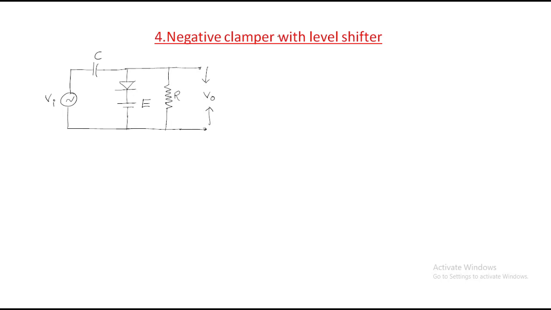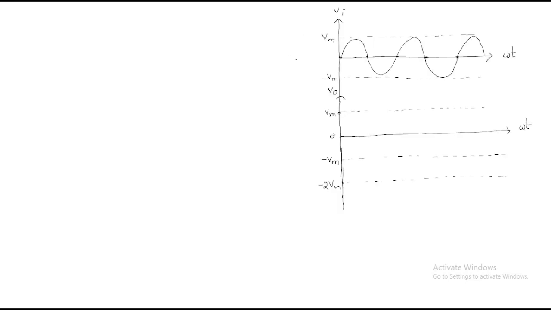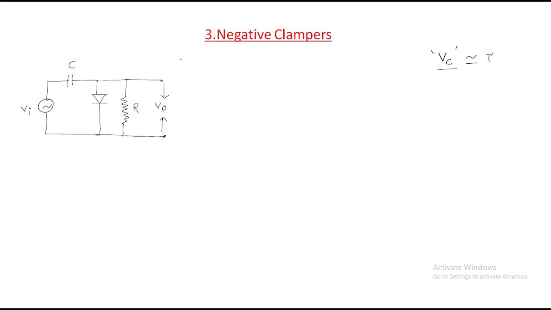one is the negative clamper with the level shifter. Here the negative clamper is the same as the positive clamper, but the negative clamper has the diode reversed. So the N side is on the ground side and the P side is up to the capacitor and resistor connection. The input voltage is applied from here. We will collect the output from the load resistor, and the clamper circuit consists of the capacitor as well as a diode with a load. Load is the R.